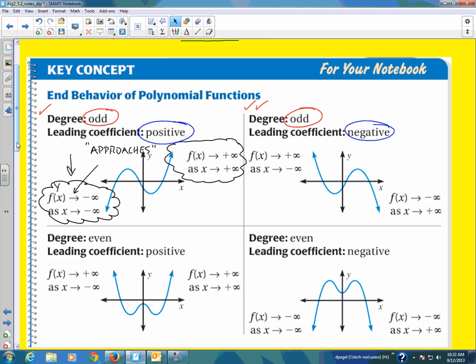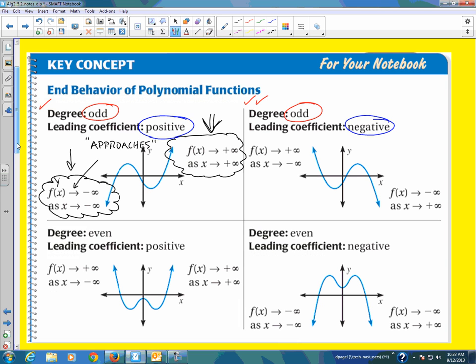And then if I look on the right-hand side over here, I see something different happening. This says my f of x is approaching positive infinity as x is approaching positive infinity. So now x's are getting bigger and so are y's. And so that's what this end behavior does. It describes what y is doing relative to the x's.